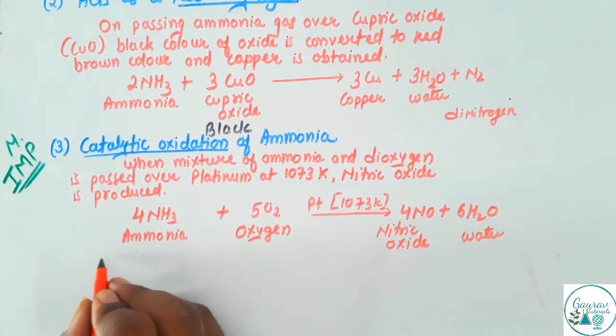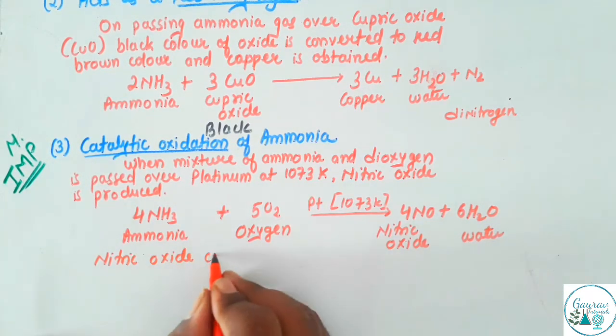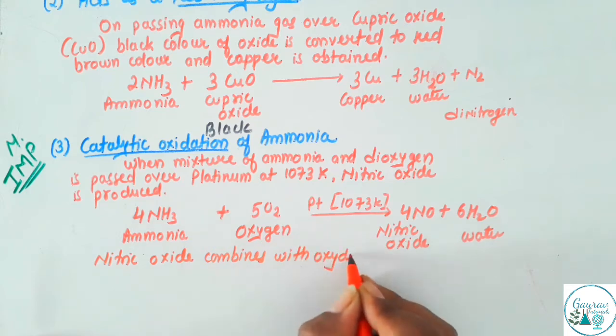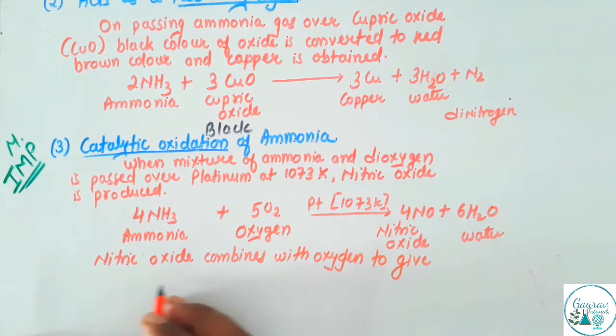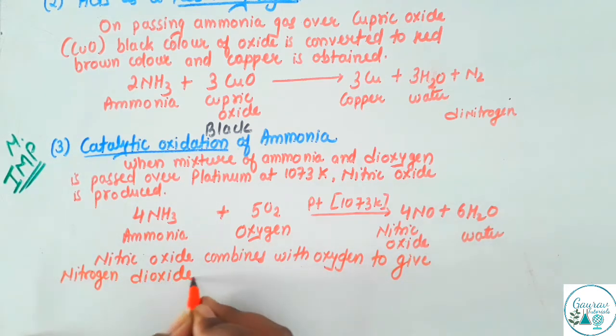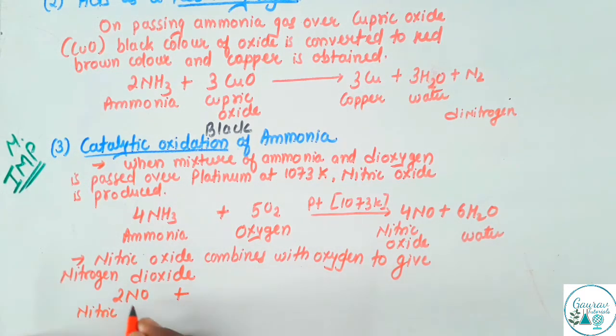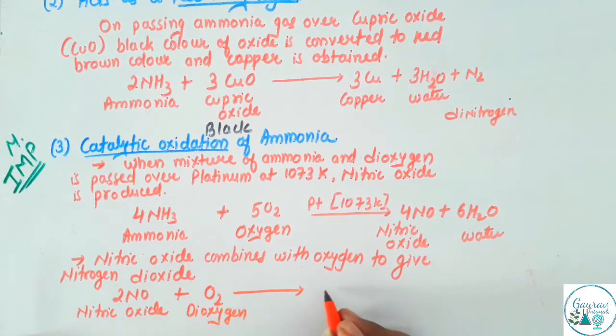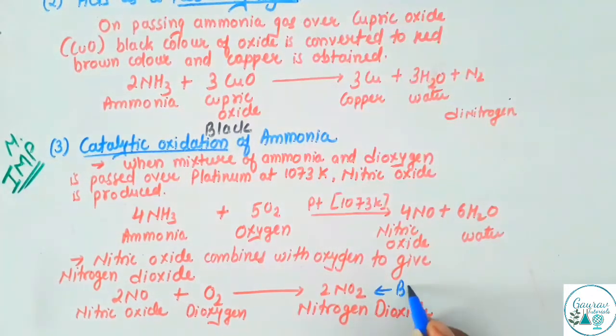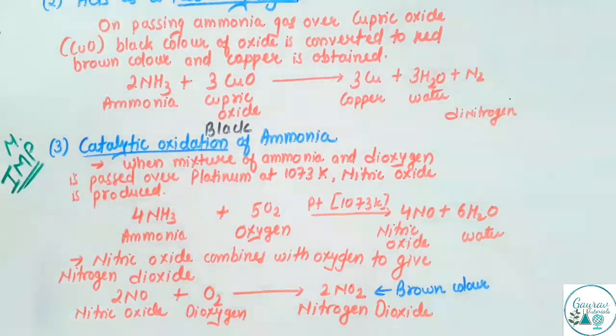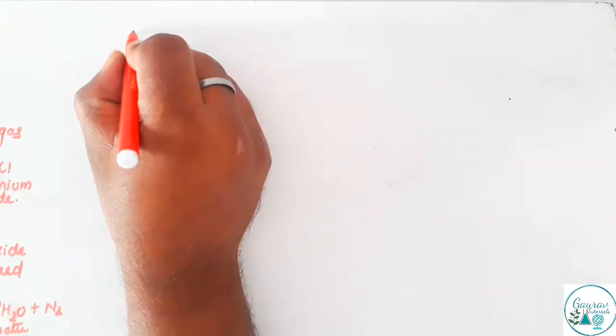NO is nitric oxide. The nitric oxide produced would immediately combine with oxygen, and in due course of time it will form nitrogen dioxide. The reaction could be written as 2NO plus O2 gives 2NO2. NO2 here is nitrogen dioxide, and the fact to be noted here is that nitrogen dioxide is brown in color.